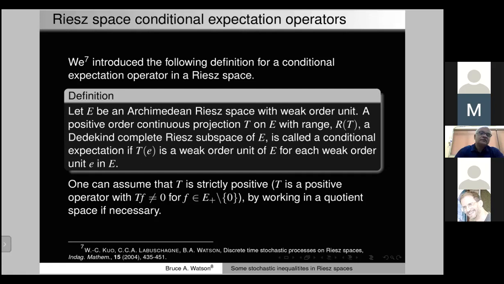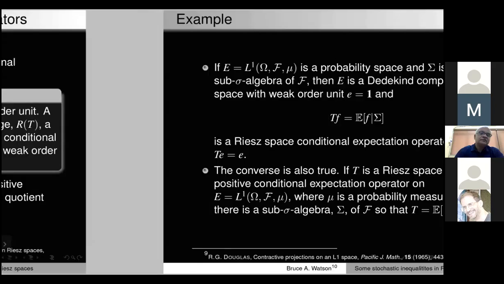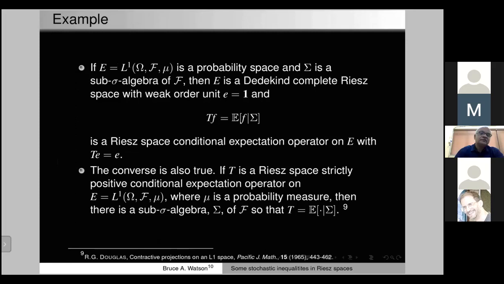We can also assume that such a conditional expectation operator is strictly positive. In other words, that if we have an element from the positive cone which is non-zero, then the conditional expectation operator of it should be non-zero. Otherwise, if that's not the case, we can always work in the quotient space. So that's the beginning of our setting for our work.